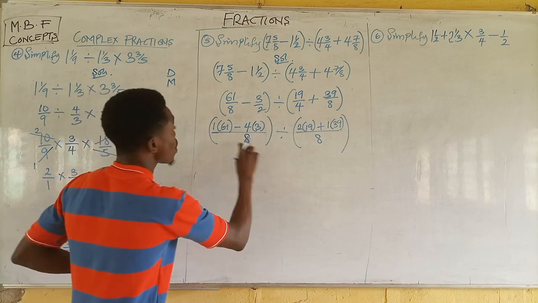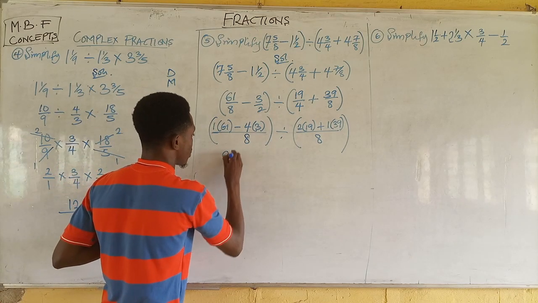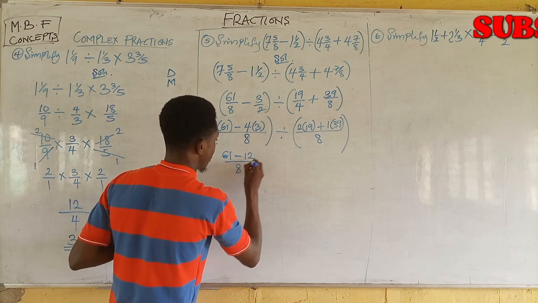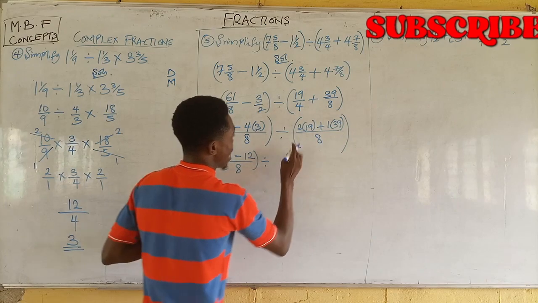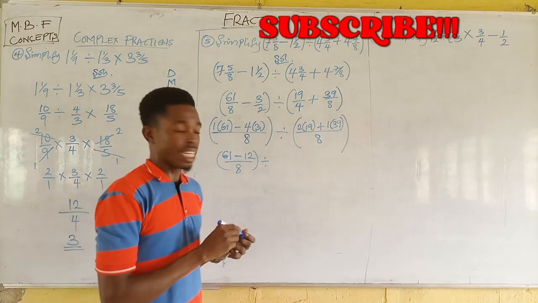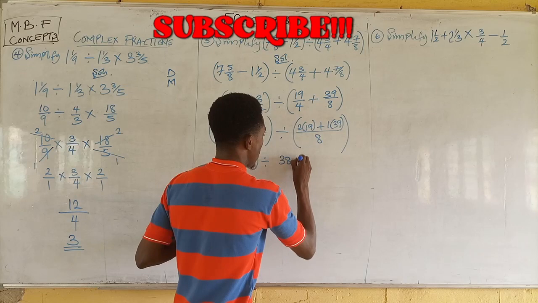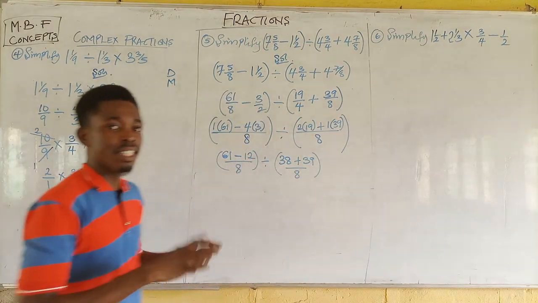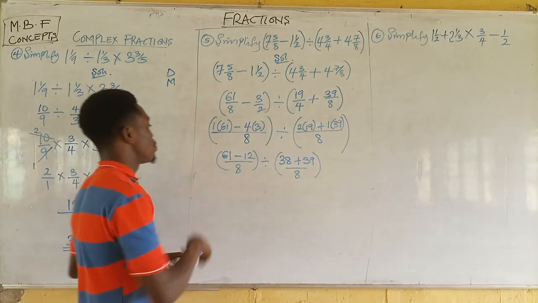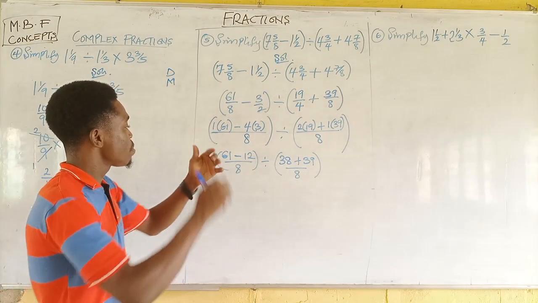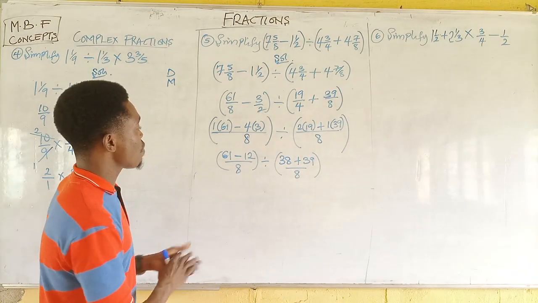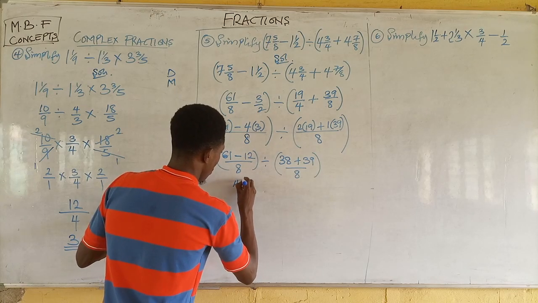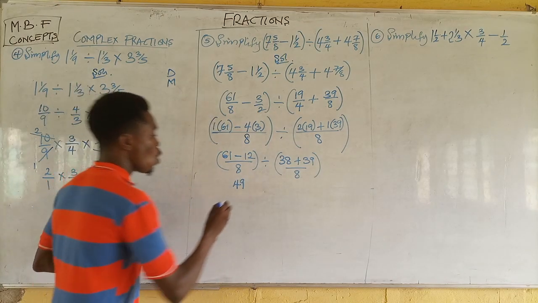So as we progress here, what do we have here? 61 times 1 is 61. Minus 3 times 4 is 12, all over 8, divided by 2 times 19, guys, is 38. So we have 38 plus 39 over 8. Guys, this is as simple as it. The next thing we do is to remove 12 from 61. When we remove 12 from 61, we are going to have 49. We have 49 over 8.